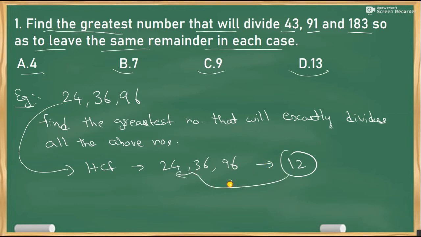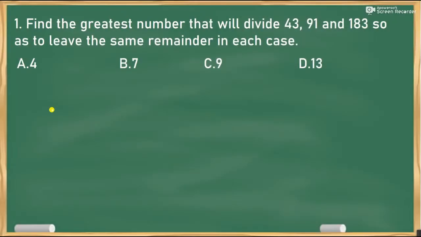12 2s are 24, 12 3s are 36, and 96 is 12 8s. Okay, so this is the HCF. Now assume there's a question like this. Assume the question has 26, 38 and 98.